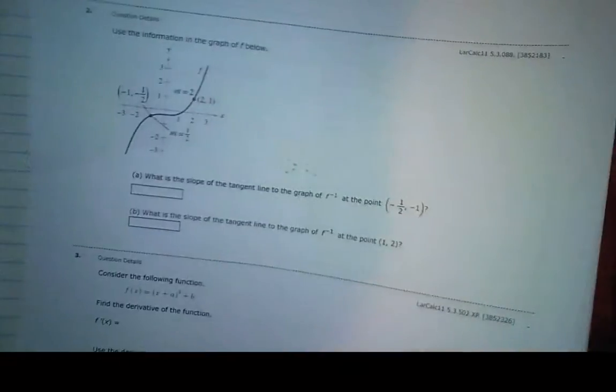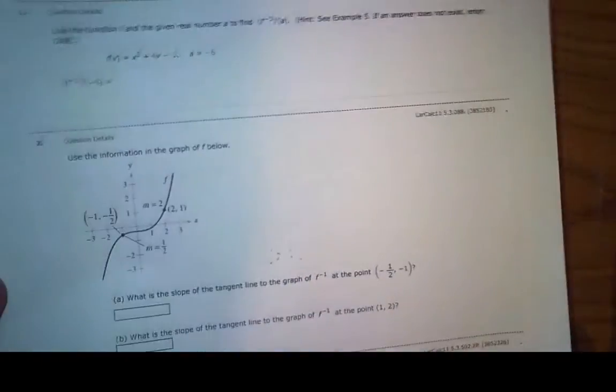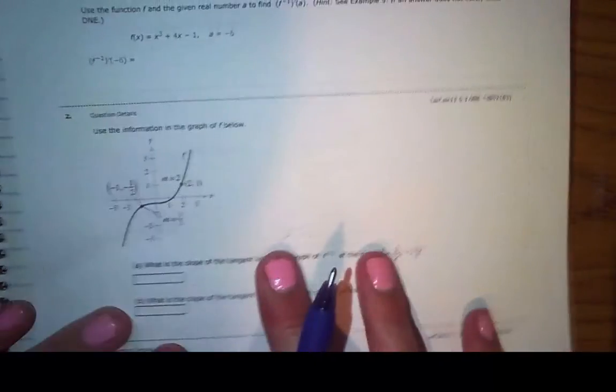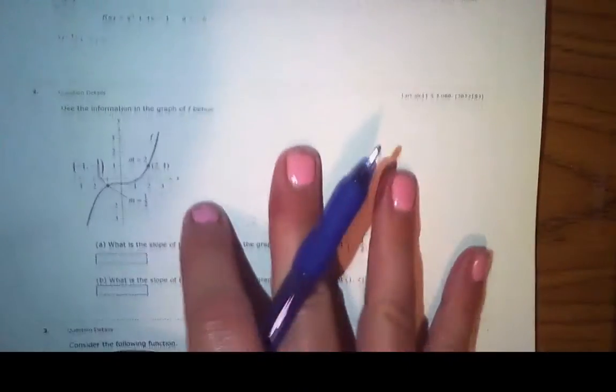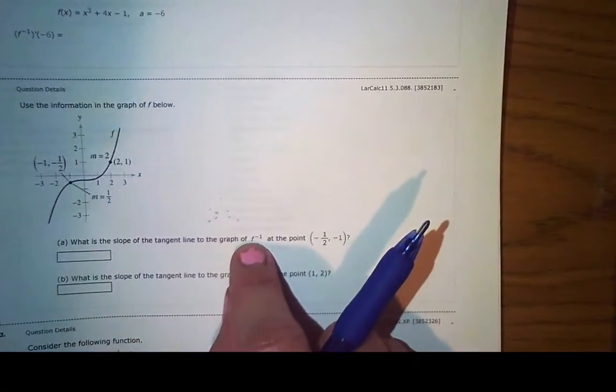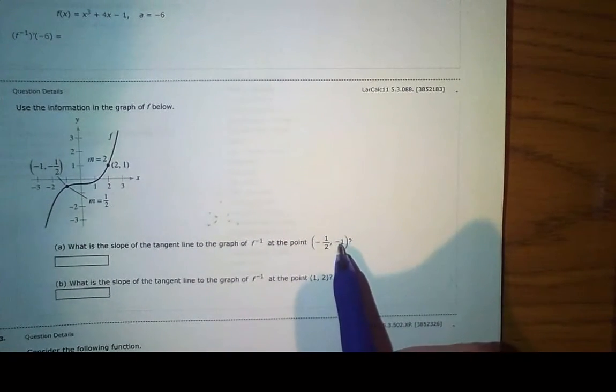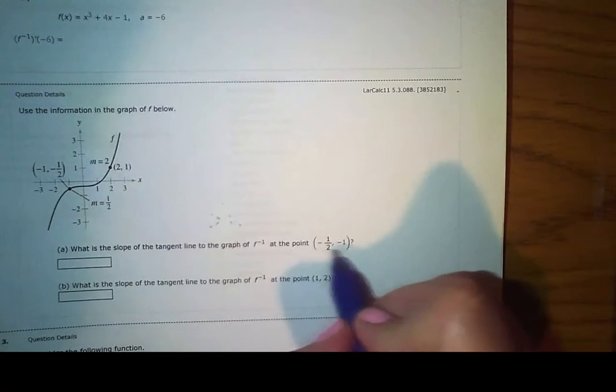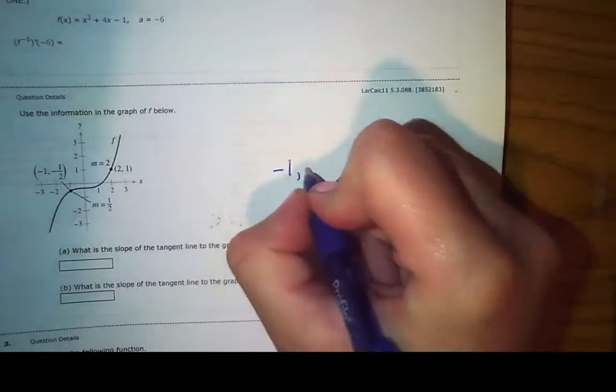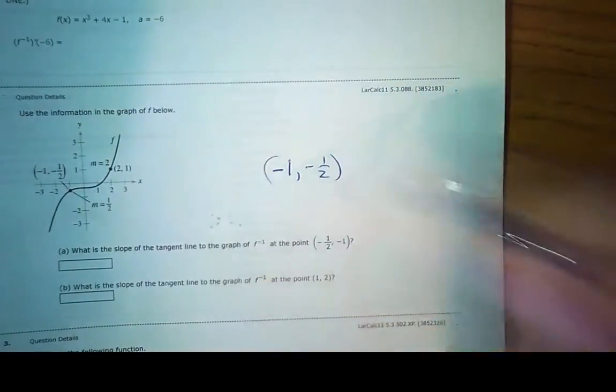So what does that mean? Well, let's go and look at number 2 next. Number 2 simply says, if I am given a function, and I'm not given the formula for it, I'm just given the function. If the slope of the tangent line to the graph of the inverse, okay, so on the original function, this point must have already flipped. So the original function must be at negative 1 comma negative 1/2, okay?